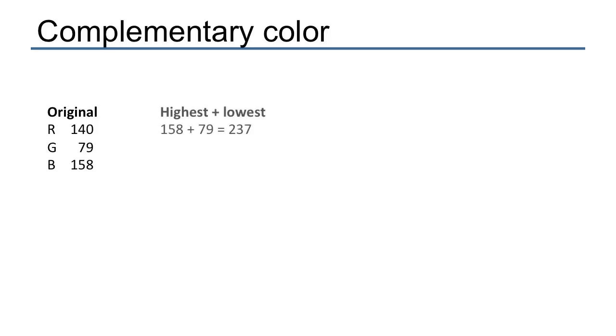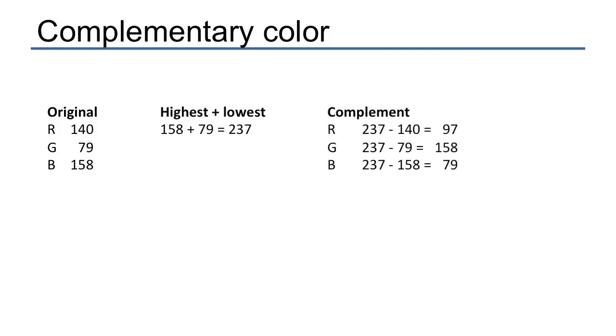Now, complementary color is a little different. Complementary colors will change to the color on the opposite side of a color wheel. And what Illustrator does, it adds the highest and lowest numbers to come out with a number, and then it subtracts those numbers. So, for example, if we have these same values here of red, green, and blue, the highest plus the lowest equals 237. And then it takes those original values, subtracts those from 237, and gives you the resulting colors.